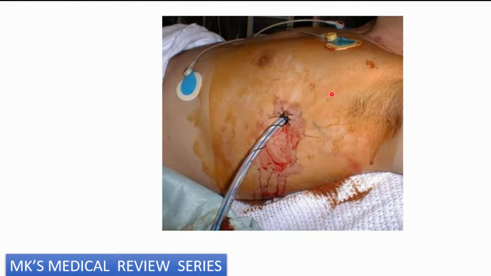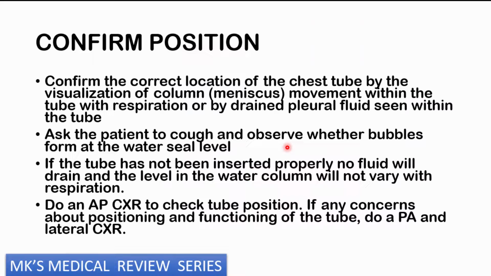So here is an example of a purse string and an ICD that is in situ. So you should confirm the position of the ICD. And how do you confirm this? You confirm this by visualizing the column or the meniscus moving within the tube as the patient is respiring, or by the draining of the fluid that's going to be seen within the tube. You can also ask the patient to cough, and you should observe that there are some bubbles that are going to be forming at the water seal level. And if the tube has not actually been inserted properly, no fluid is going to be draining, and the level of the water column will not vary with respiration.